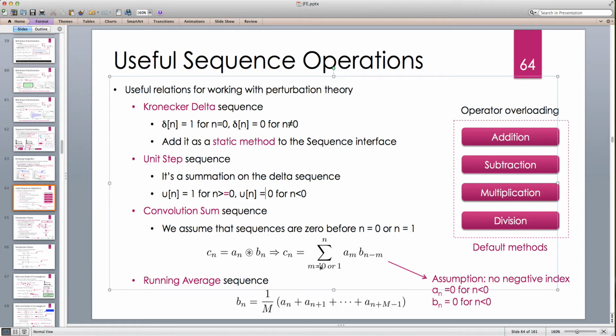So here the index runs from 0 to infinity. But then b_{n-m}, so m also is limited, has an upper limit of n, because as soon as we go b_{-1}, b_{-2}, b becomes 0. So the convolution sum, we define it from 0 to n. We also define the running average sequence, b_n, 1 over the number of terms. We start from a_n and then add a_{n+1} all the way to a_{n+m-1}. This is some sort of averaging from one point, and it's more like a sequence transformation.